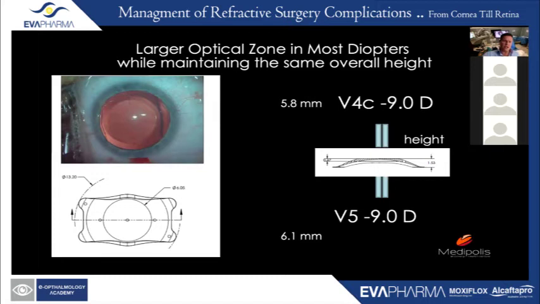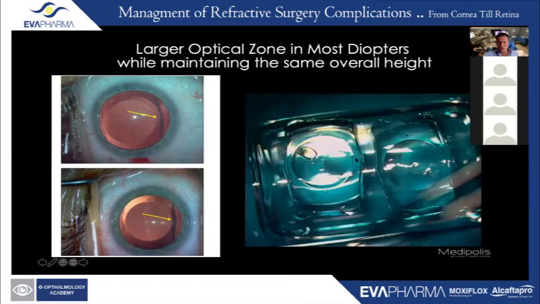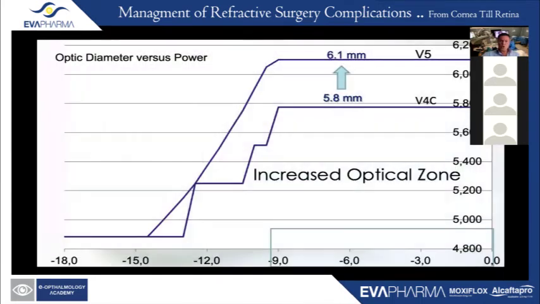And this is the V4C in the eye and the V5 in the eye. You can appreciate the rim, smaller in the V5, larger in the V4C. And these are the same lenses outside of the vial. So when you look at the overall myopia from -9.25 to -0.5, the optical zone size was increased from 5.8 to 6.1. And bear in mind that a 6.1 optical zone ICL gives you 1.24 times that on average on the cornea, because this is dependent on the anterior chamber depth.